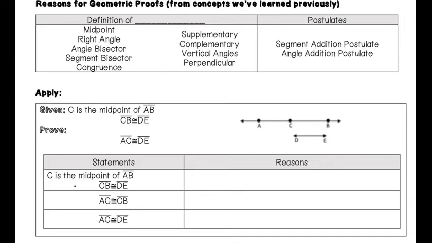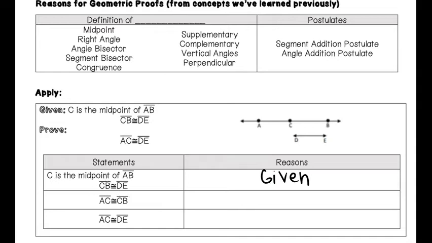So in our first box on the left, we have our statement that C is the midpoint of segment AB and that segment CB is congruent to segment DE. Those two statements were given. You don't have to provide any other reason besides given because it was all in the given information. That will always be the first line of your proof.